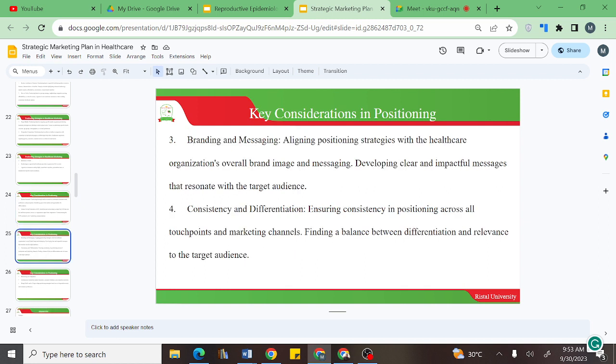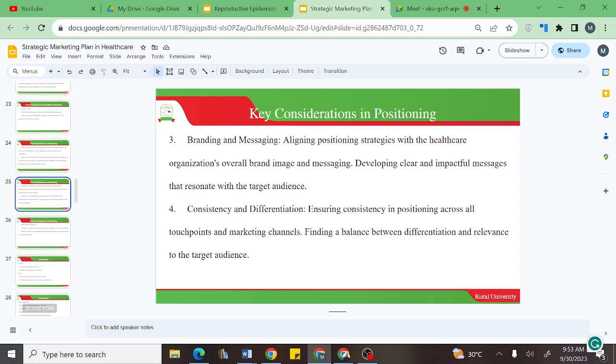The other thing that you need to look at is how you are going to align your positioning strategies with the overall brand image and messaging. Also don't forget the mission, the brand imaging, and the messages should be aligned. It should be a deliberate process of you making sure that you have positive messages coming out of your healthcare organization.